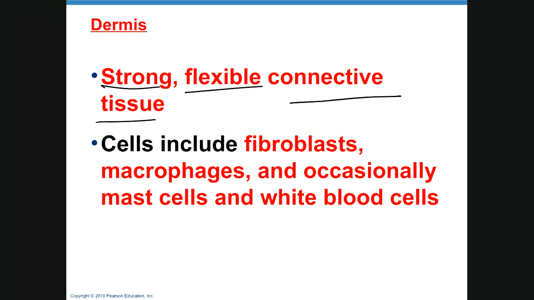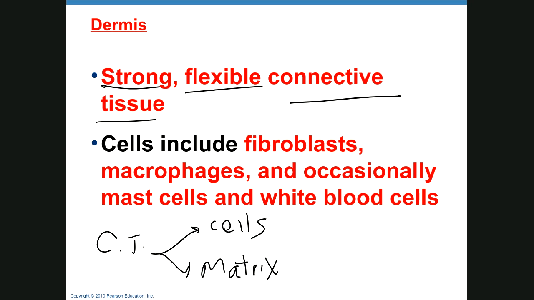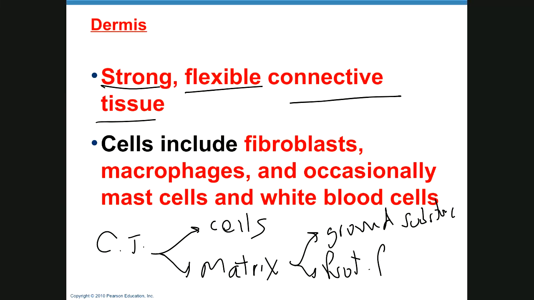Because it's connective tissue, remember, all connective tissue had two components. It had cells and it had matrix. And the matrix had two components, ground substance and protein fibers. And the protein fibers can be collagen, elastic, and reticular fibers. In the case of the dermis, the cells are going to be fibroblasts. Those are the cells that will secrete the protein fibers and the ground substance.